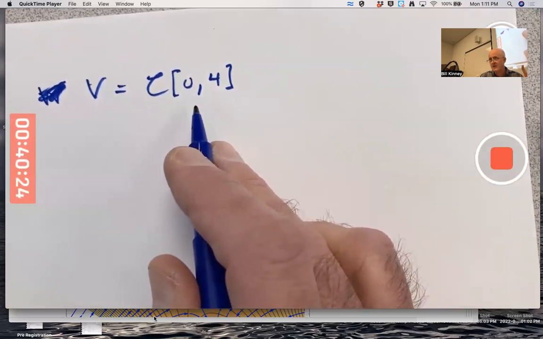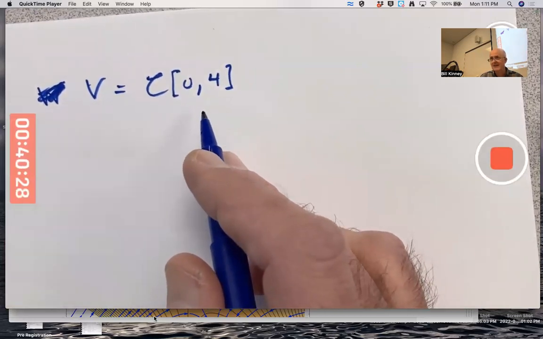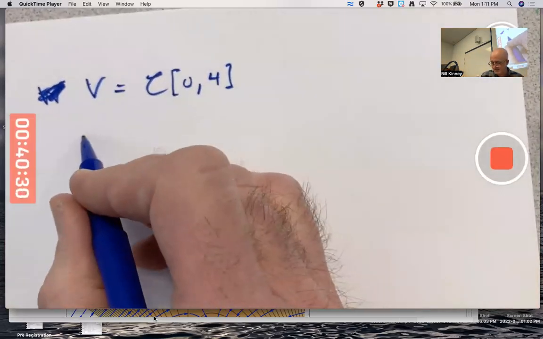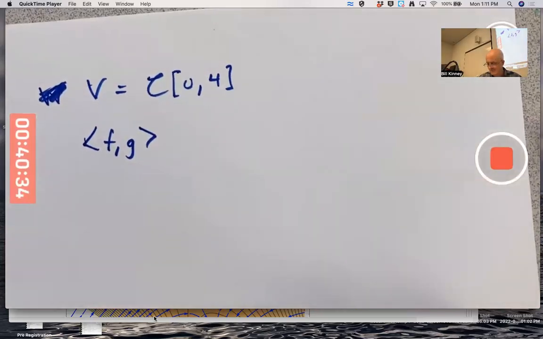But it's more than just a vector space. We also call it an inner product space because you can define an inner product on it with a certain funny notation. F comma G with these pointy brackets around it is pretty standard notation for an inner product of two functions in this case. Some people don't use pointy brackets. Some people use parentheses, but I think using pointy brackets is better.